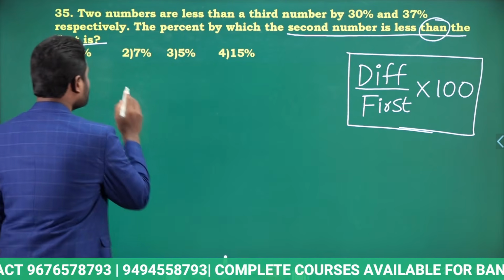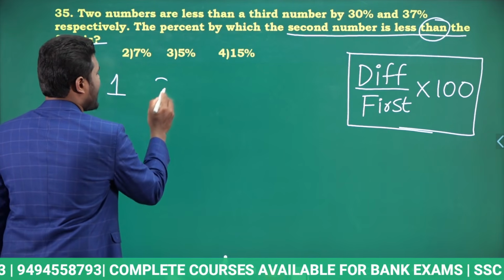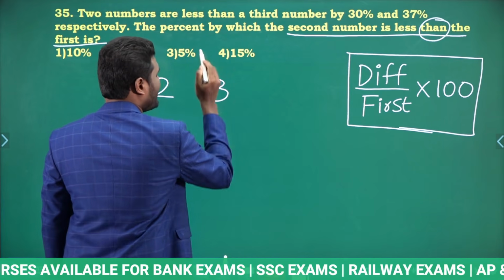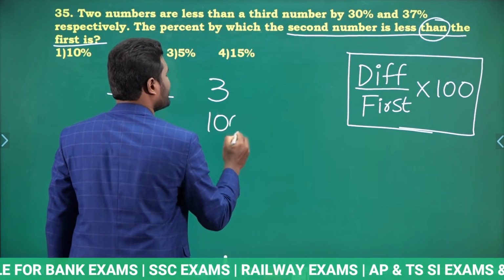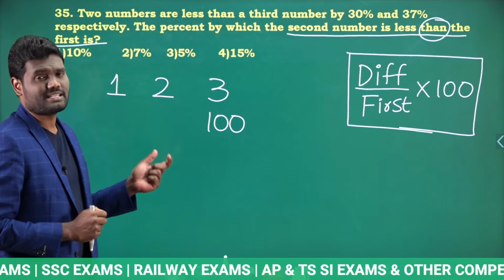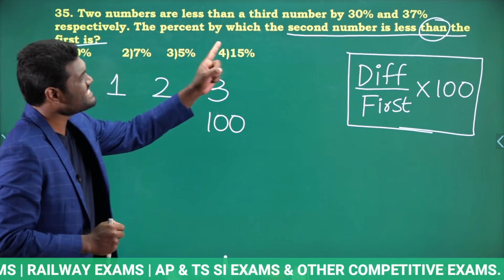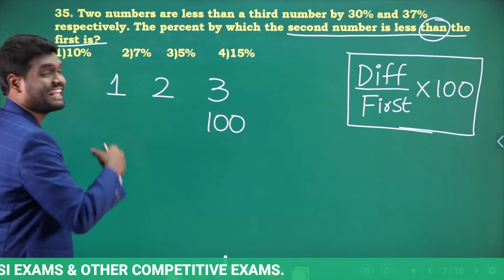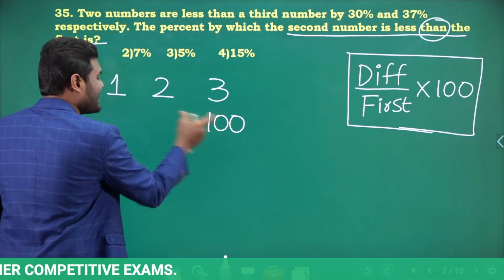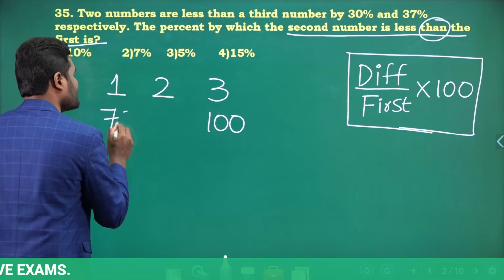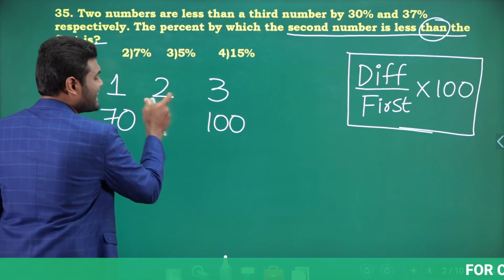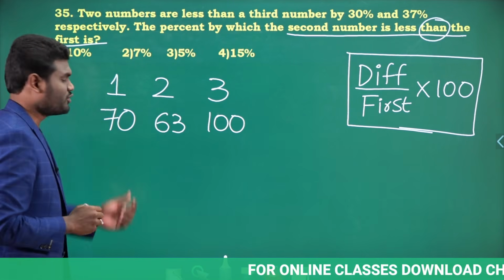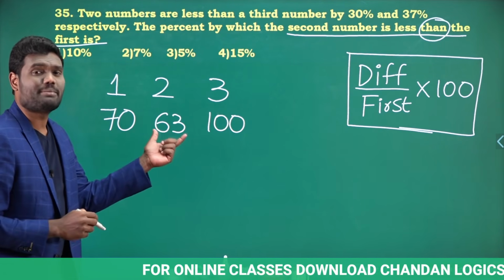Now look here, what is the first number and what is the second number? If you need to know the first number and second number, first you need to know the third number. Let us say the third number is 100. The question is saying the first number is 30% less and the second number is 37% less than the third number. So 30% less means it is going to be 70, and 37% less means it is going to be 63. So the first number is 70 and the second number is 63.